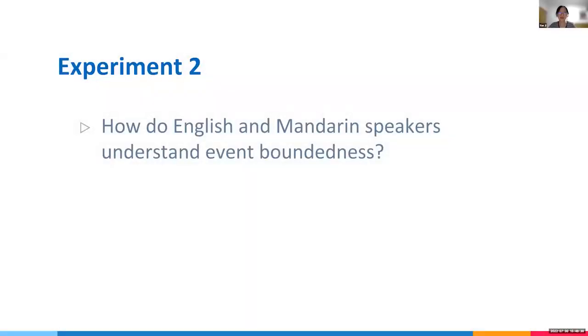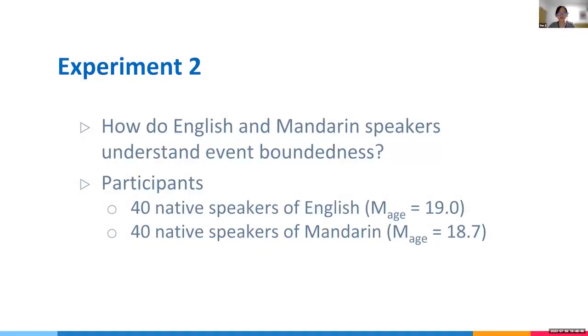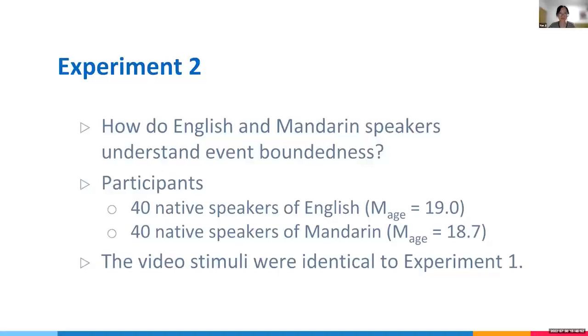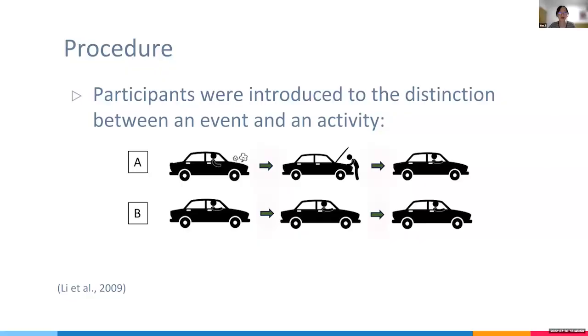So having found the differences in event descriptions, in the second experiment, we explored how English and Mandarin speakers understand event boundedness. In this experiment, we have 40 participants for each language. And we use the same stimuli as in the first experiment. The task is inspired by a previous study by Li et al. on object construal. So participants are introduced to the distinction between an event and an activity.